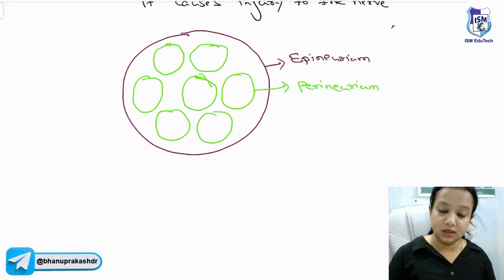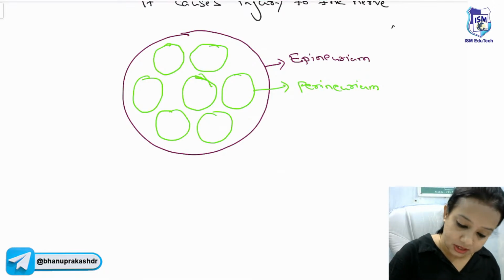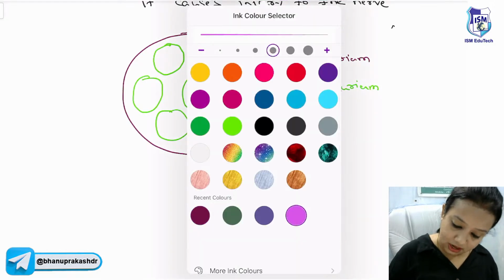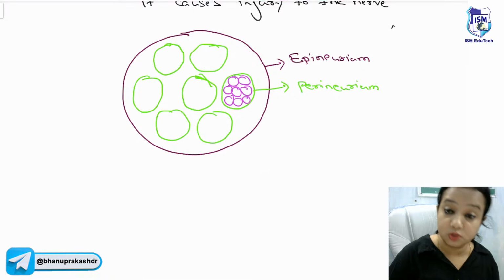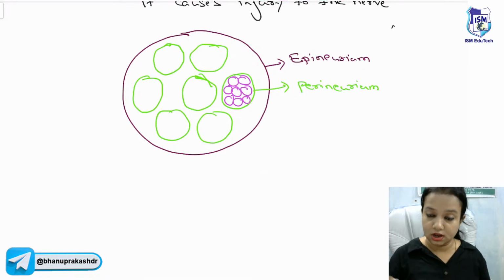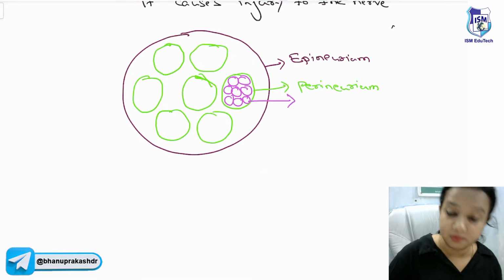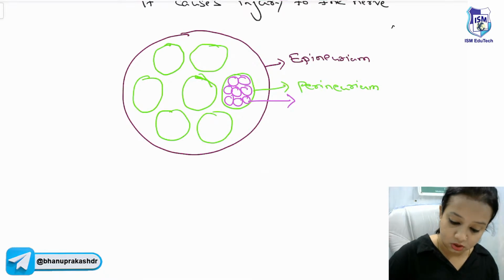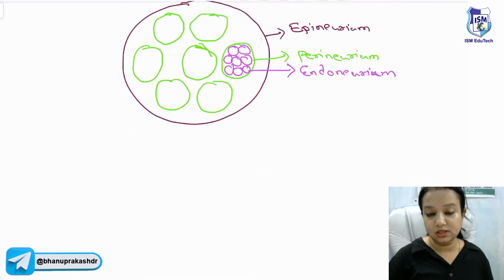So the tough connective tissue covering that is enclosing the fascicle is the perineurium. Now inside the perineurium, there are nerve fibers. There are single nerve fibers as we studied, which have the axon, and outside the axon is a myelin sheath, which again is protected by a connective tissue called the endoneurium. So this is the hierarchy.